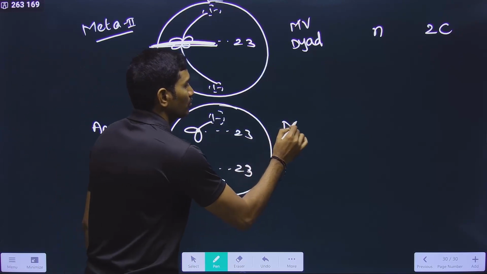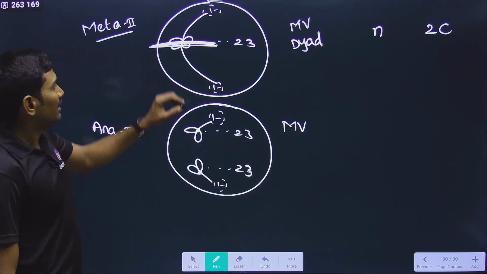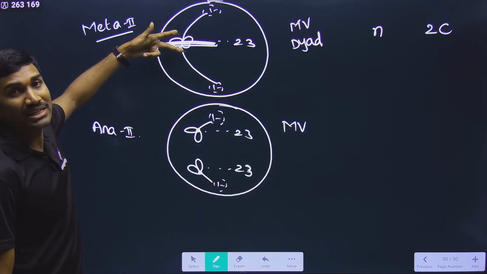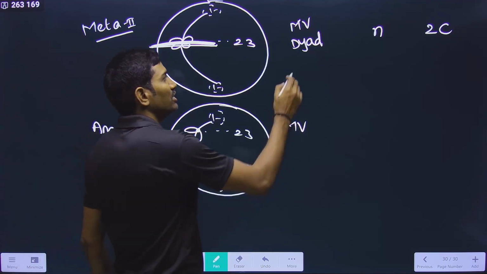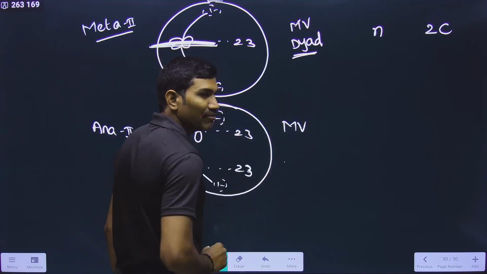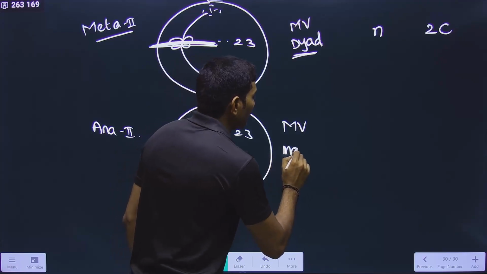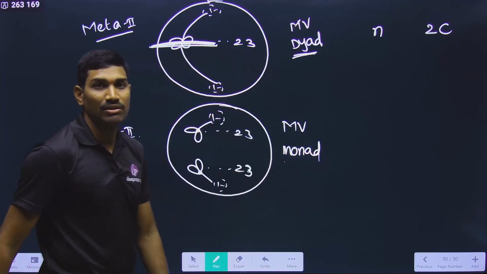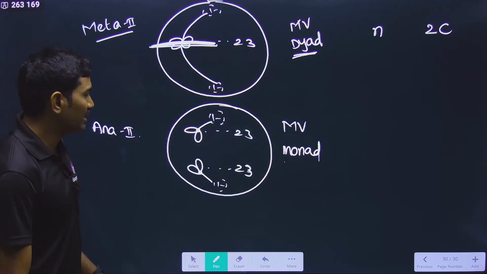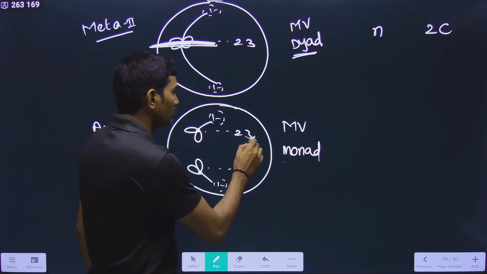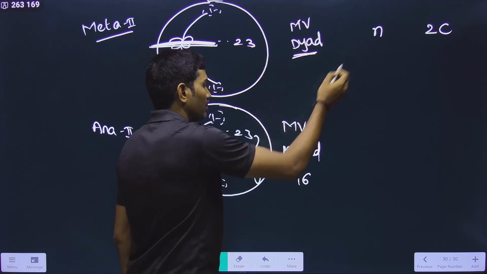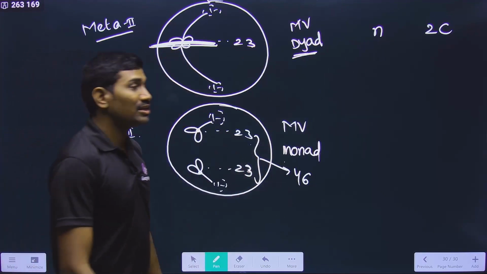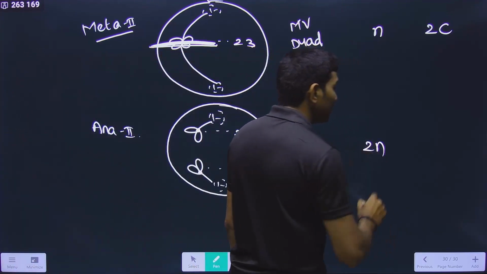Individual chromosomes, so monovalent. But here for one chromosome, two chromatids are there. But here for one chromosome, one chromatid is there. So instead of dyad, here in the Interphase 2, what we are writing? Monad we are writing. Observe carefully. And then what is the ploidy here? 23 plus 23, 23 plus 23, it is 46. Here only 23, so haploid, but here it is becoming 46, so that's why it is diploid.